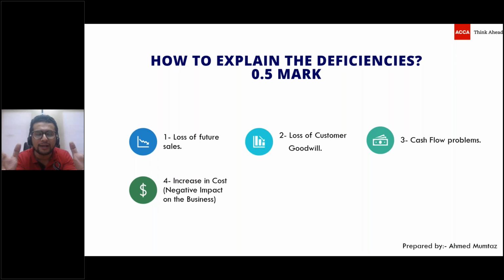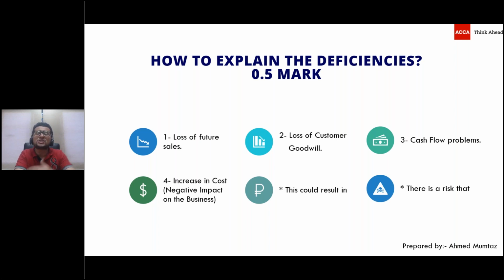You have to wake up the client. You have to make them understand that this is something wrong. And if they are not going to overcome this, if they are not going to resolve this issue, they will be facing the consequences. How are you going to explain the deficiency? You are going to come up with a brand new sentence. Once you have finished the identification of the deficiency, you will start a brand new sentence, and you will start your sentence with such wording: this could result in. There is a risk that if this problem is not resolved, this could lead to unsatisfied employees, leading to loss of employee goodwill. So this could result in, there is a risk that, this is the kind of wording you should use. This is how you are going to start your sentence.